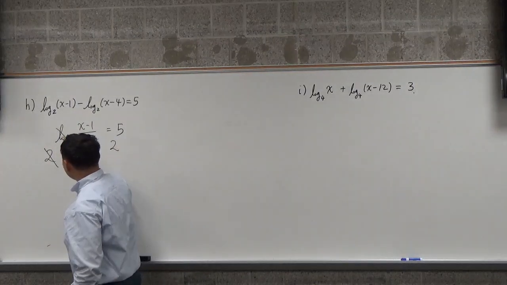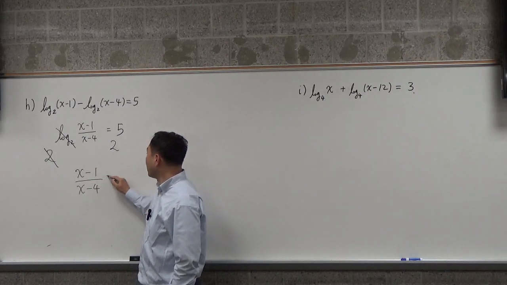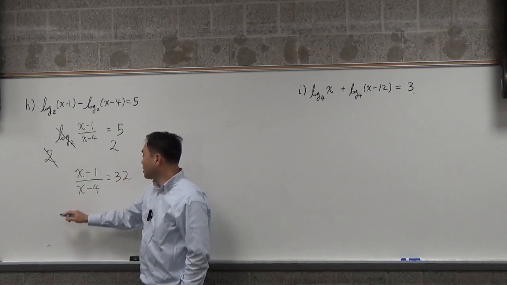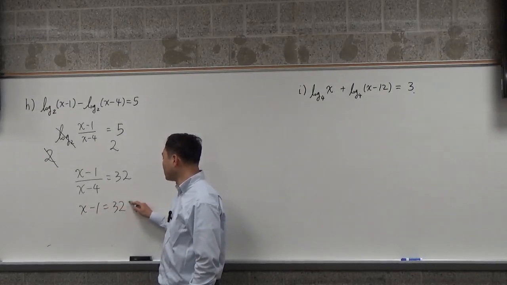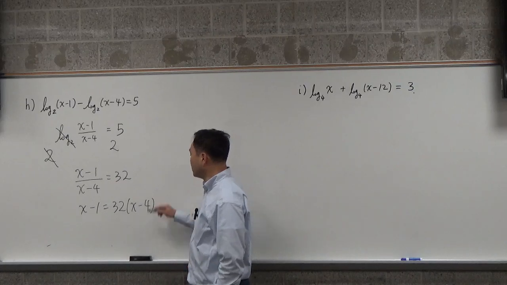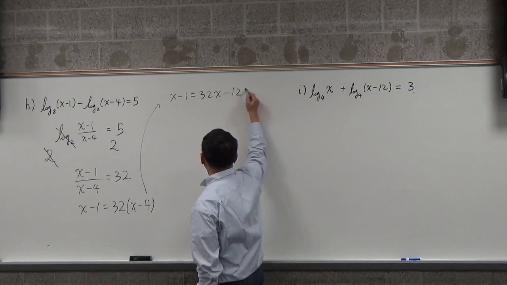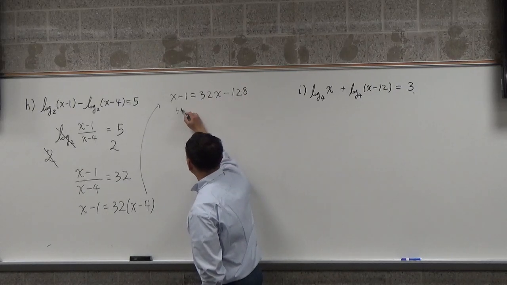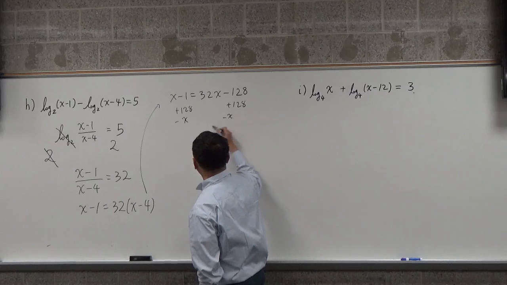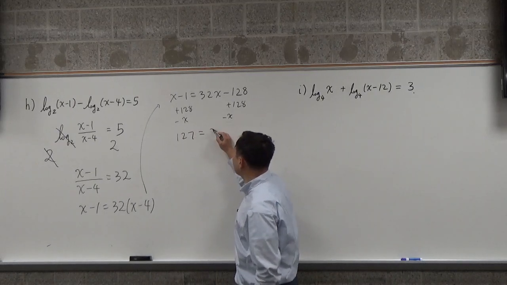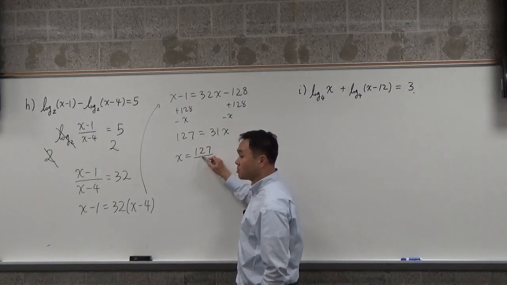And now you can cancel the log base 2 with 2, which gives you x minus 1 over x minus 4 equals 32. And then you multiply x minus 4 on both sides to get x minus 1 equals 32 times x minus 4. That gives you x minus 1 equals 32x minus 128. Let's add 128 to both sides, and then also subtract x from both sides so that you get 127 equals 31x. And then you get x equals 127 over 31.